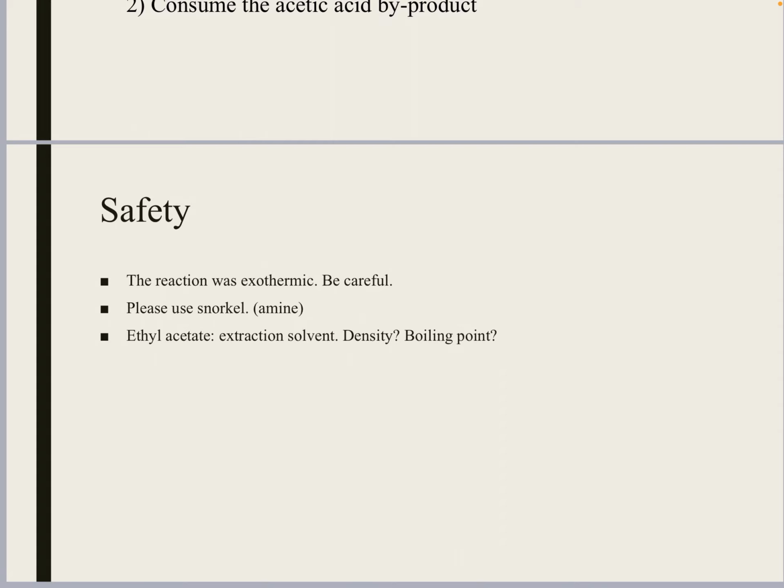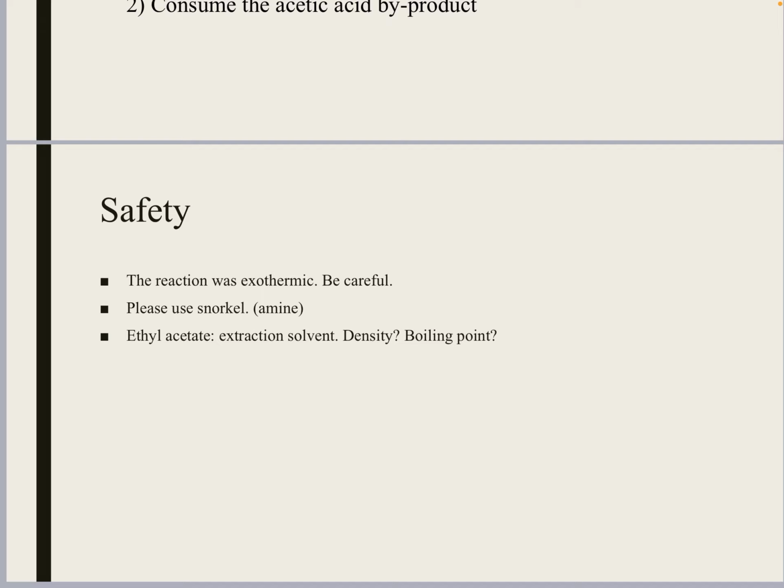That's the first thing. Second thing is that make sure you use a snorkel. Almost all the amine will have a very foul smell. You will know exactly what I mean when you walk into the lab next week. So it's volatile, it has a distinctive smell, and please use snorkel. It's also potentially toxic to your body, okay?